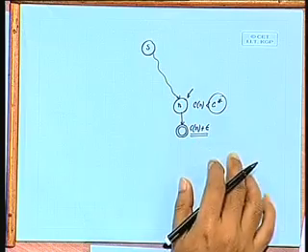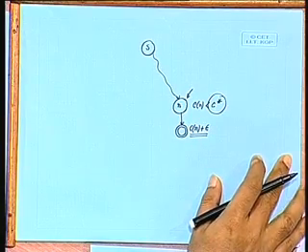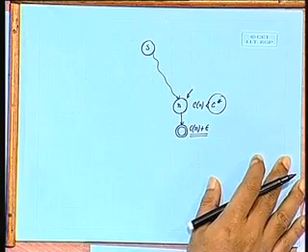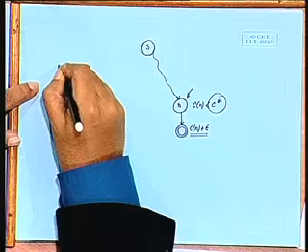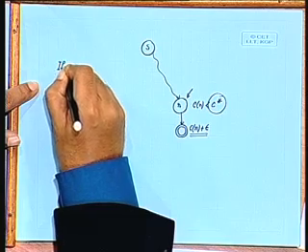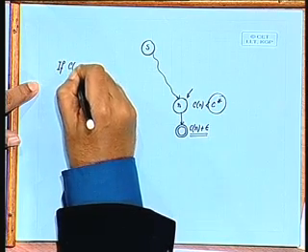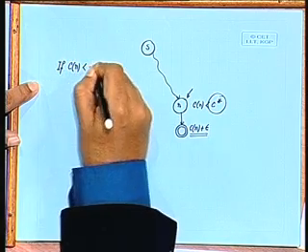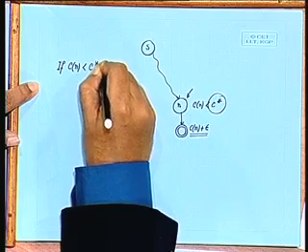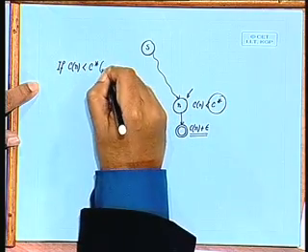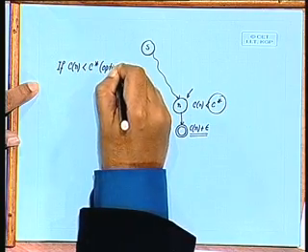Now, is this analysis clear? Once again, okay. My claim is that if Cn is less than C star, and C star is what? Optimal cost.